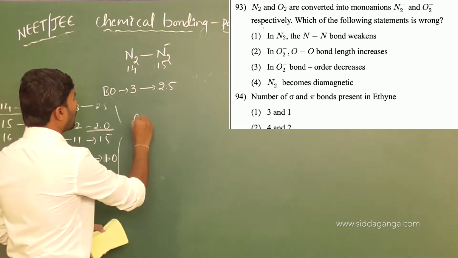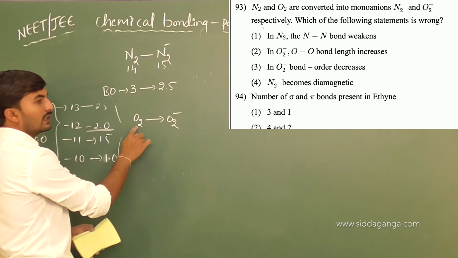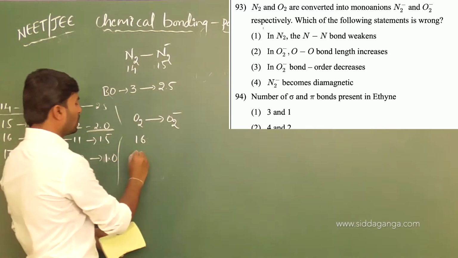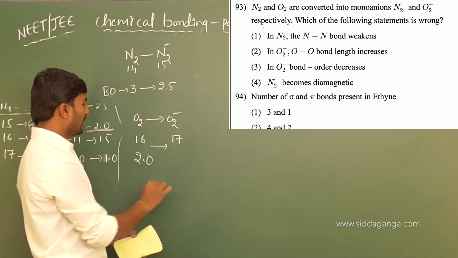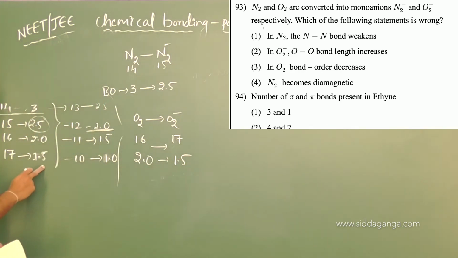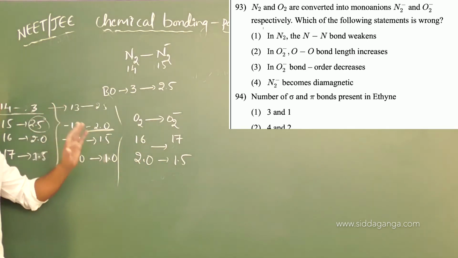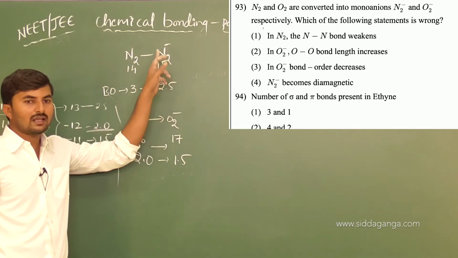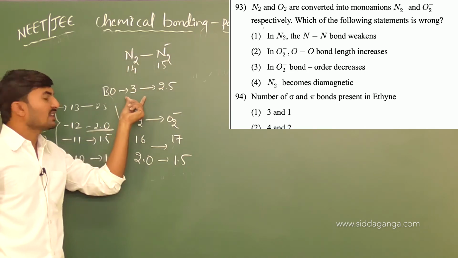Followed by O2 to O2 minus. O2 means 8 into 2, that is 16 electrons. For 16 electrons the bond order is 2. Followed by O2 minus, which means 17 electrons. 17 electrons means the bond order has decreased to 1.5. Yes, in both the cases bond order decreases from molecules to ions. The bond order is higher in the molecules than in the monoanionic ions, right?